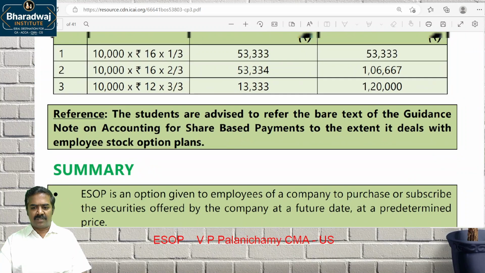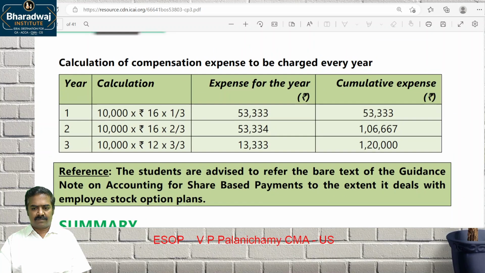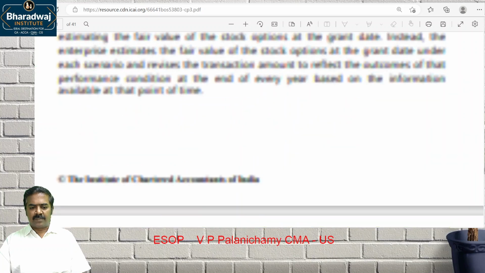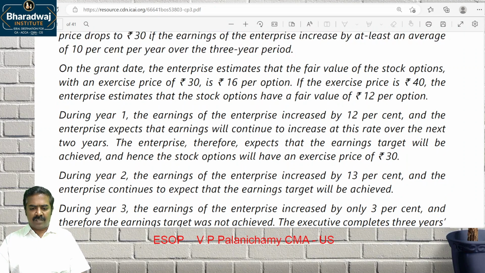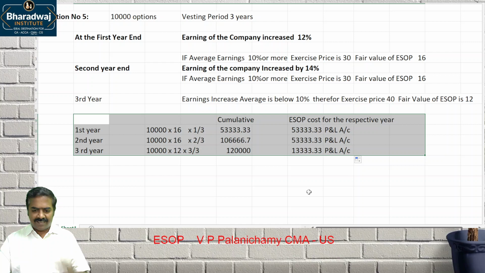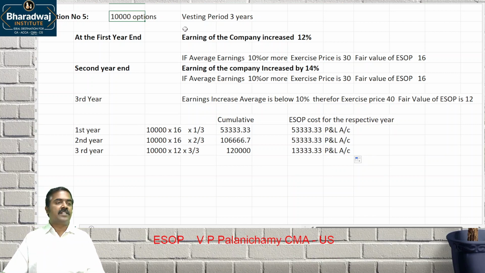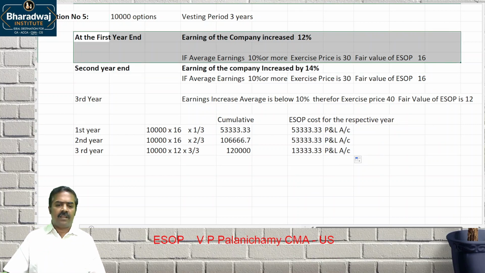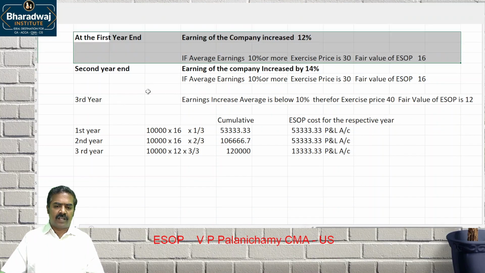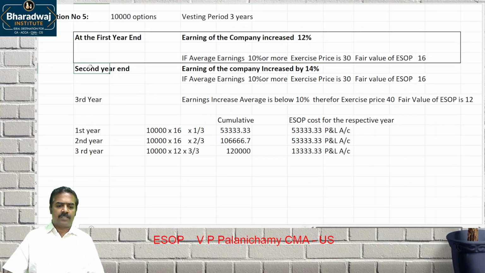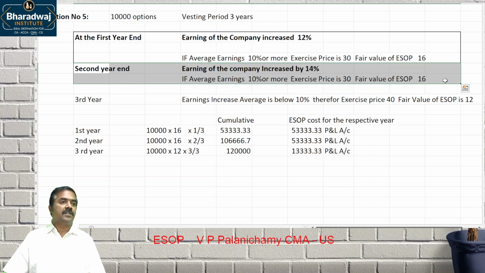What is the solution? Expense for the year and cumulative expense for the year. Okay, by looking at the question, don't get panicked. Simple. First year, how many options? 10,000 options. What is the vesting period? 3 years. What is the fair value of the option? Why are you taking 16? Because our earnings are more than 10%. So exercise price will be 30. Fair value of the option is how much?